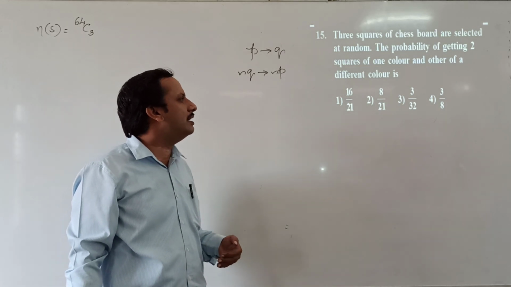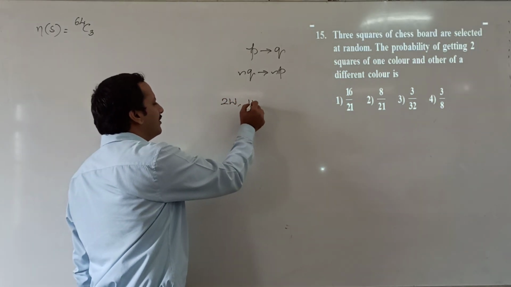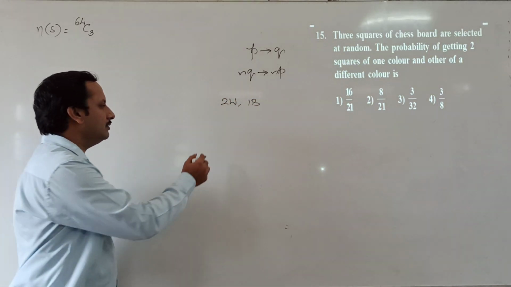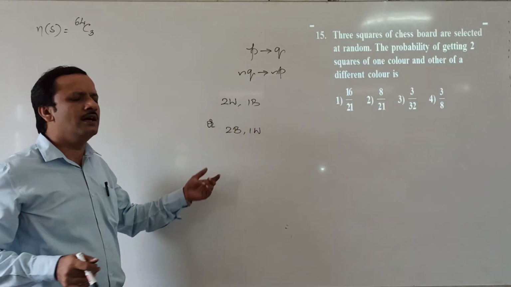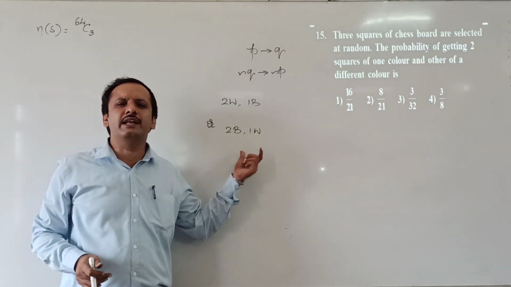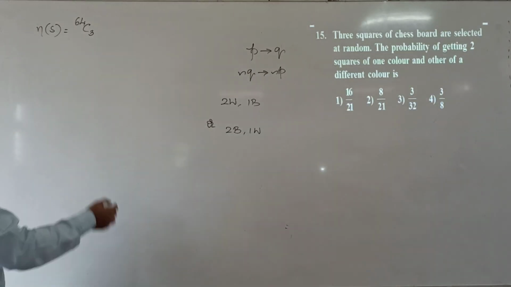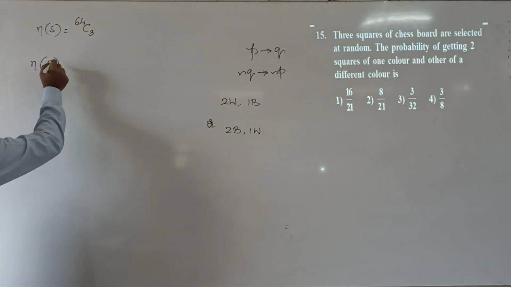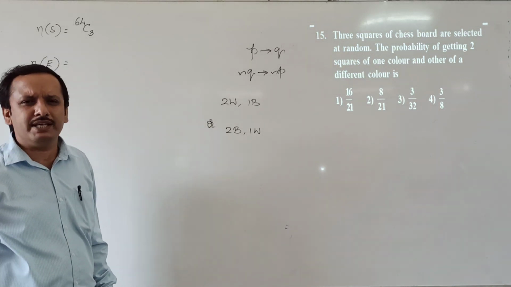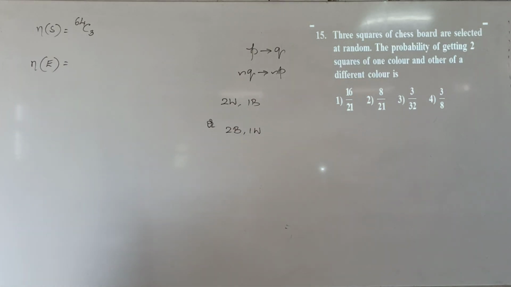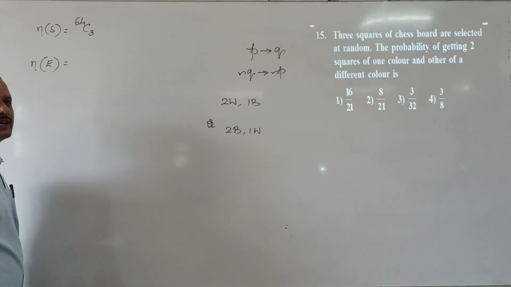Now we have to find the probability of getting 2 squares of one color. So let us say 2 white and 1 black, or 2 black and 1 white. Here also you have 2 squares of one color and another square of a different color. So let E be the event of selecting 2 squares of one color and another square of the other color. That is 2 white, 1 black, or 2 black, 1 white.